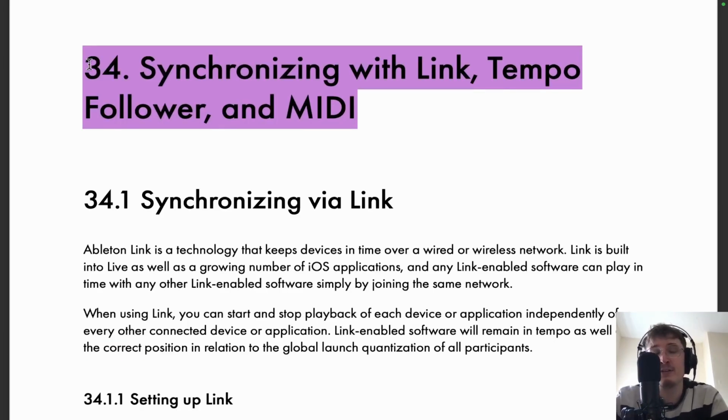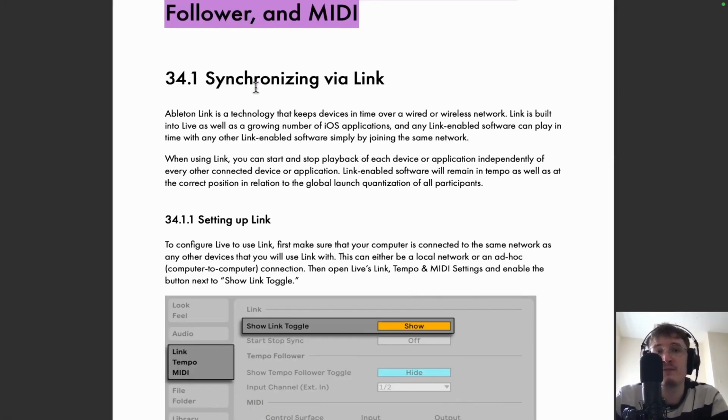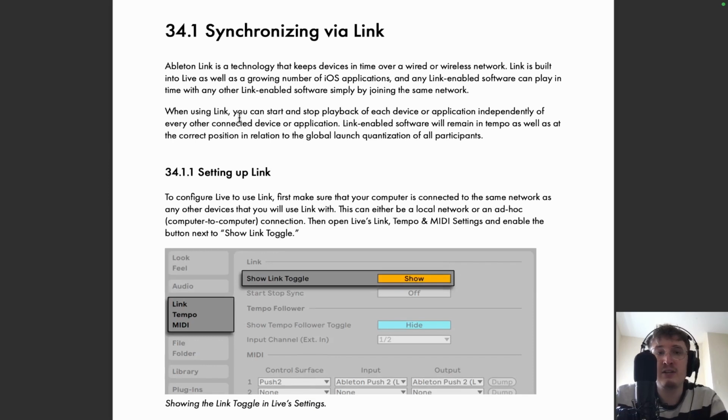This is chapter 34 in the manual, synchronizing via Link. Ableton Link is a technology that keeps devices in time over a wired or wireless network. Link is built into Live as well as a growing number of iOS applications, and any Link-enabled software can play in time with any other Link-enabled software simply by joining the same network. When using Link, you can start and stop playback of each device application independently of every other connected device application.